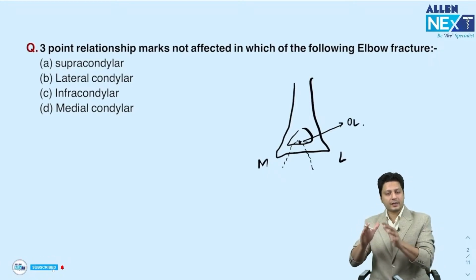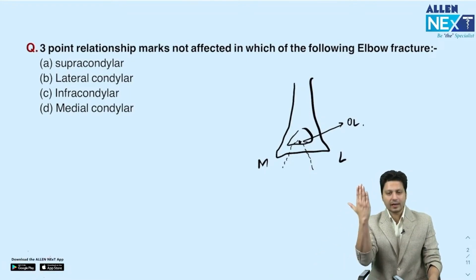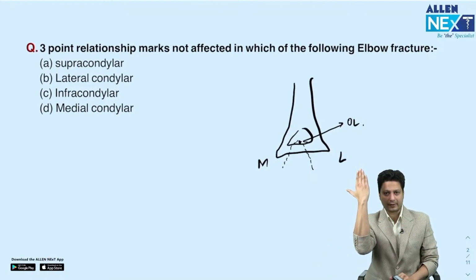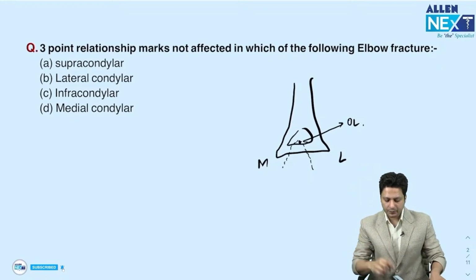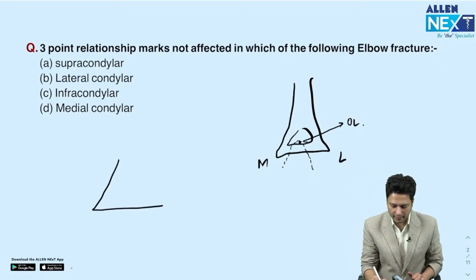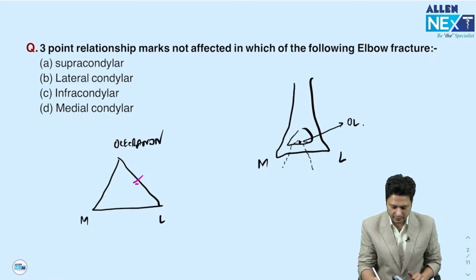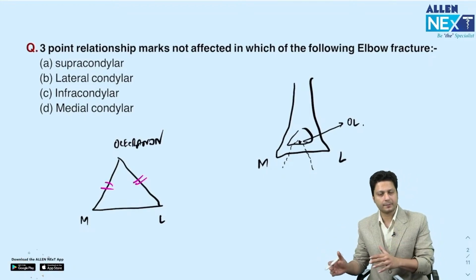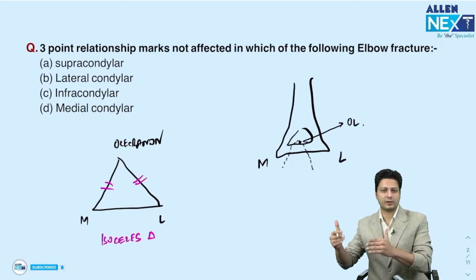Now, these 3 structures are related in a manner that when the elbow is flexed to 90 degrees, the medial epicondyle, the lateral epicondyle, and the tip of the olecranon create an isosceles triangle. An isosceles triangle is a triangle which has 2 equal sides. So they create an isosceles triangle in 90 degree flexion of the elbow.